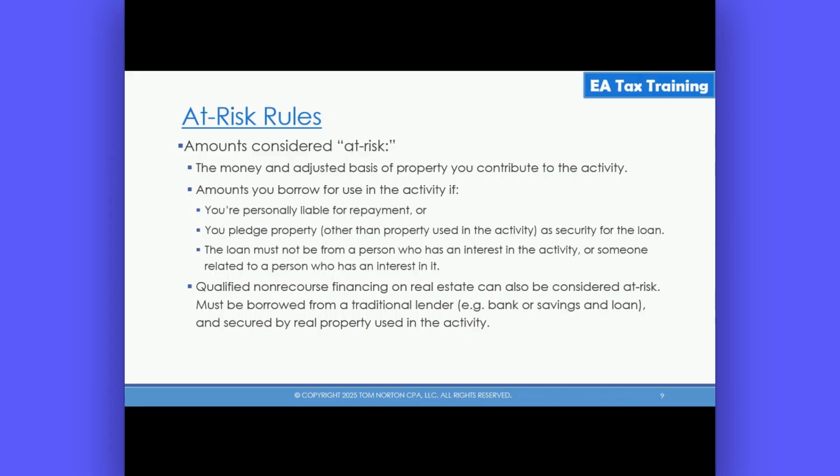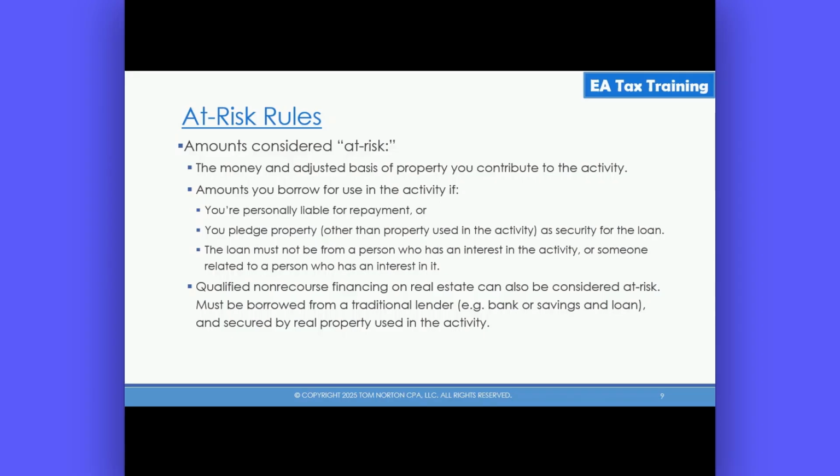In addition, qualified non-recourse financing of real estate can also be considered at risk. In order for that to qualify, it must be borrowed from a traditional lender, such as a bank, and secured by real property that is used in the activity. So, first of all, let's talk about this non-recourse. Non-recourse means the bank cannot go after the individuals who are borrowing the money. Basically, all they can do is foreclose on the property in order to get their money back. So that's what non-recourse means.